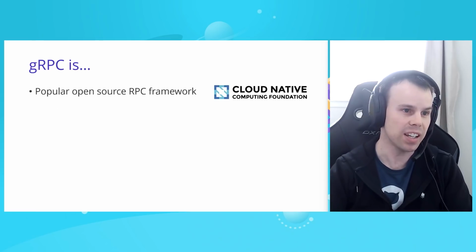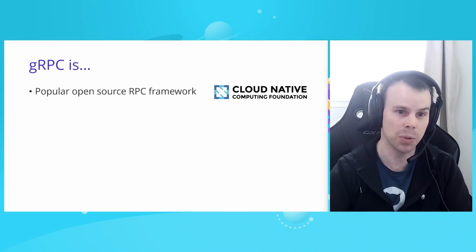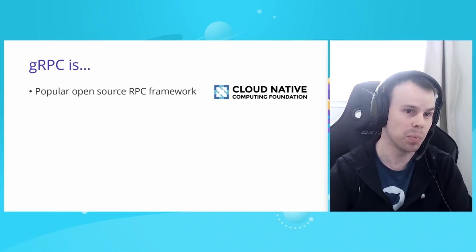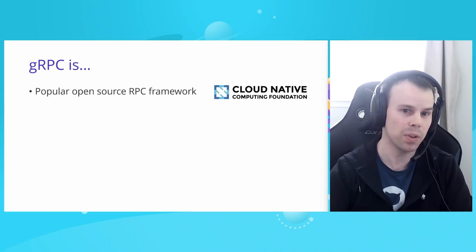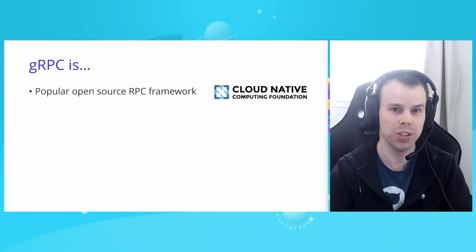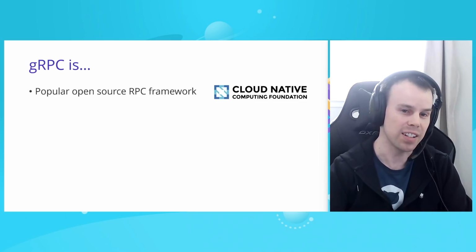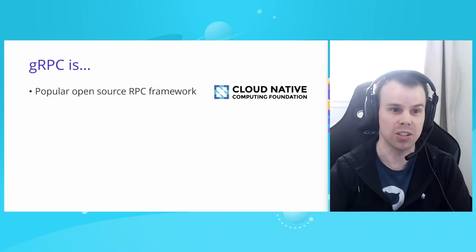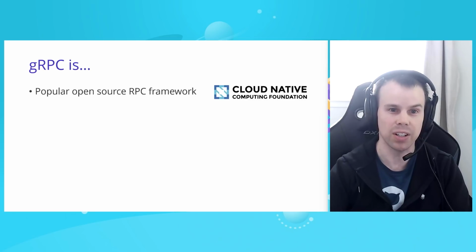So gRPC, it's a popular open source remote procedure call framework. RPC frameworks make it easy for apps to talk to each other. The gRPC project is run by the Cloud Native Computing Foundation, the CNCF, and what Microsoft has done is we've written a new implementation of gRPC for .NET that uses the latest and greatest features in .NET 5 and 6, and we've contributed it to the CNCF. So we're working together with them to make gRPC a great experience on .NET.